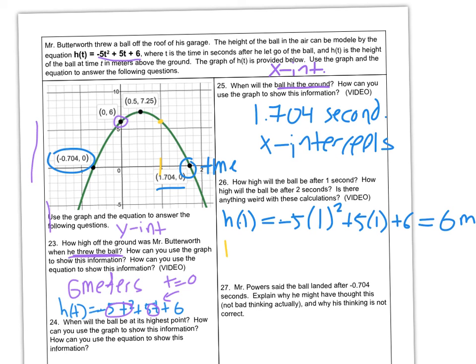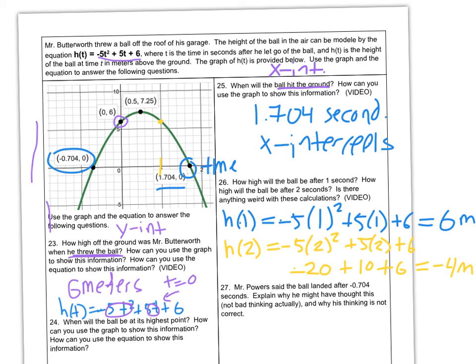The second one is where the weird calculation is going to come in. So we're going to have negative 5 times 2 squared plus 5 times 2 plus 6. 2 squared is 4, times negative 5 is negative 20, plus 10 plus 6, that'd be negative 4. And that'd be like 4 meters below ground, which doesn't really make sense.